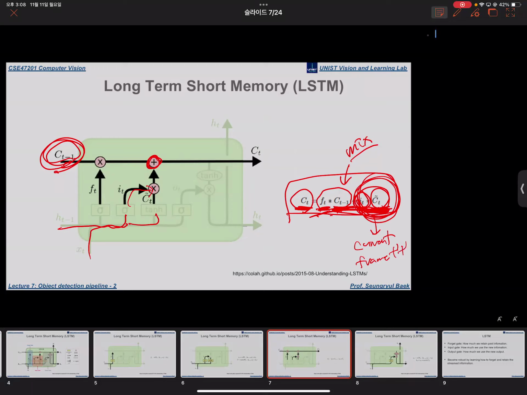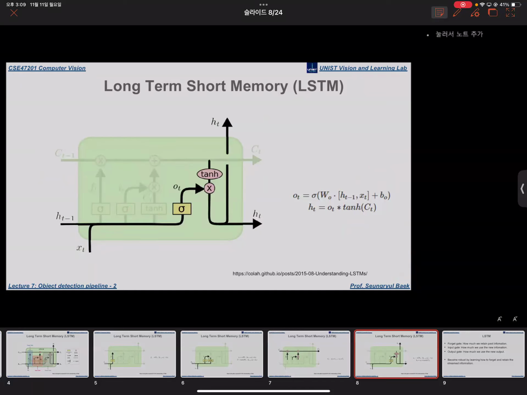For this line, you will get the current frame t's context. And this is multiplying C t minus 1 with the forgetting vector. So this is the previous layer's information, and this is the current layer's information. You are mixing those two and making the C of t, the current frame's information, and you will transmit this to the subsequent blocks.